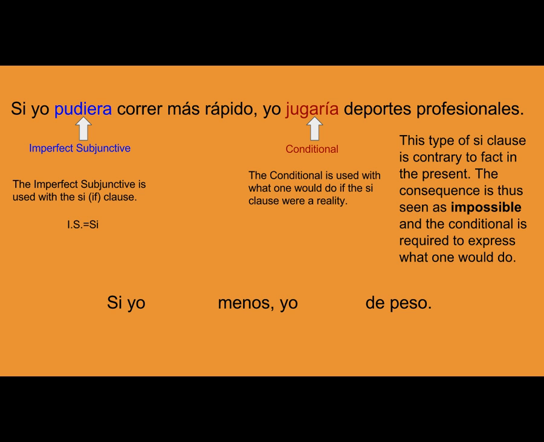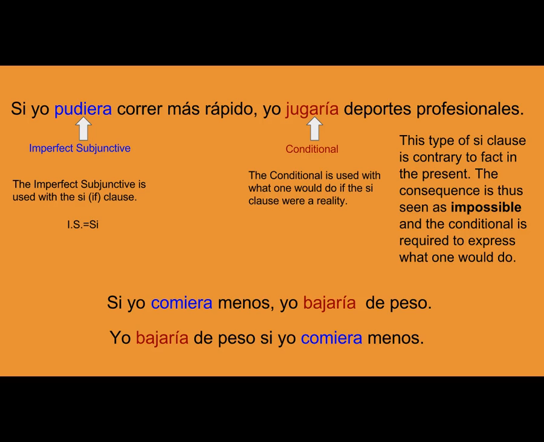So in this example, if I ate less, I would lose weight. Si yo comiera menos, yo bajaría de peso. You're able to say this in the reverse order, and it makes perfect sense in both Spanish and English, but you do have to keep the right conjugation with the right parts of the sentence. Yo bajaría de peso si yo comiera menos. Notice that the imperfect subjunctive stays with the si clause, whether it's at the beginning of the sentence or at the end.